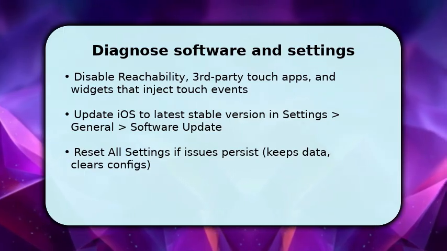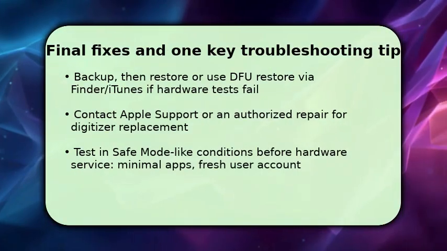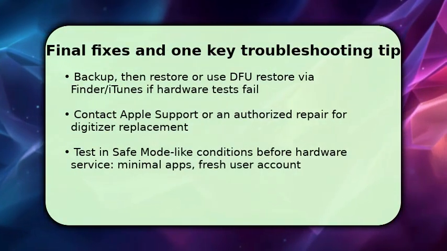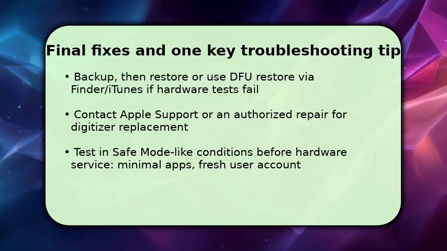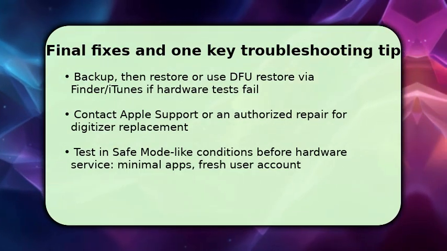If software fixes didn't resolve the errant auto touches, back up your iPhone to iCloud or a computer, then perform a DFU restore to eliminate deep firmware corruption. This is the last software step because it reinstalls firmware and iOS.